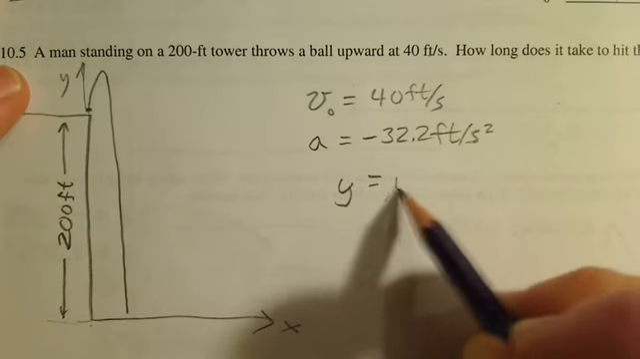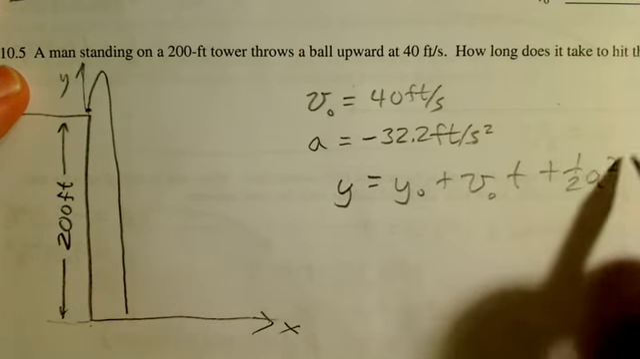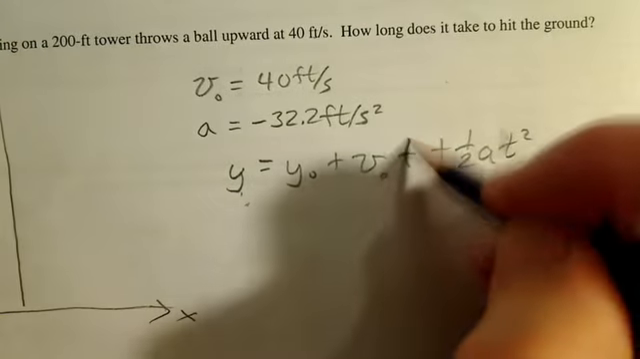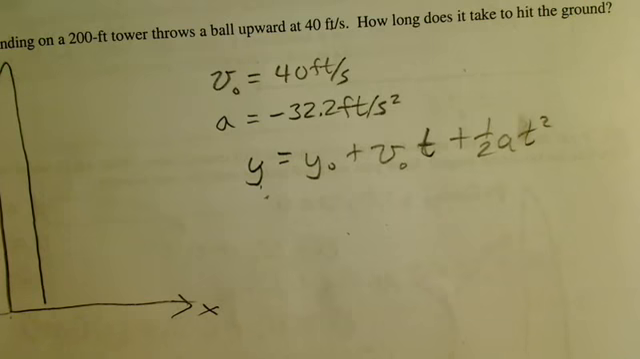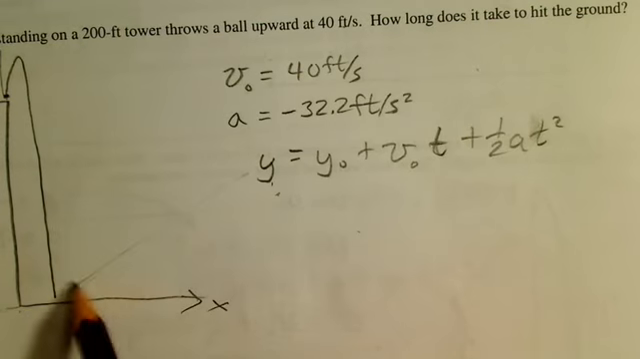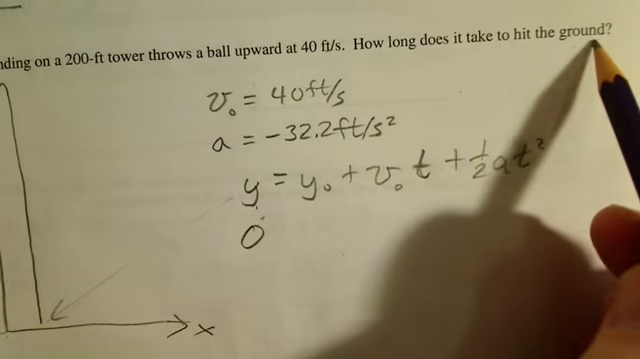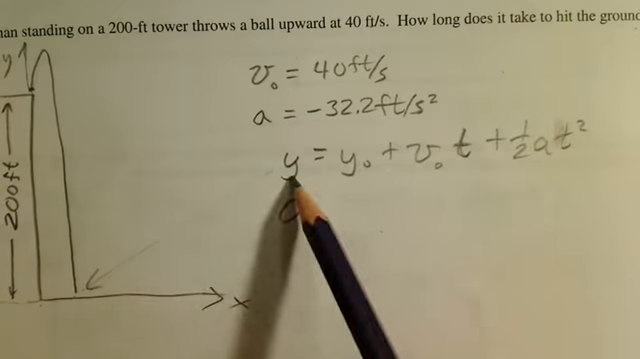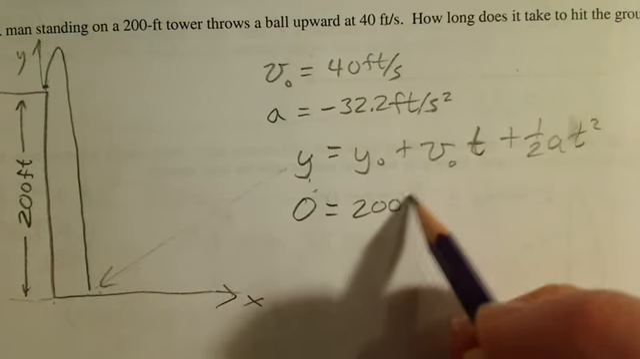Let's say y is equal to y naught plus v naught t plus 1/2 at squared. Let's make this specific to our problem. We'll say that initially, well, that's not initially, that's at the end. So we'll say at the end, the y value is equal to 0, because it says how long does it take to hit the ground. So we're trying to find how long it takes to go from here to there. So our final y position is on the ground. Our initial y position is at 200 feet.